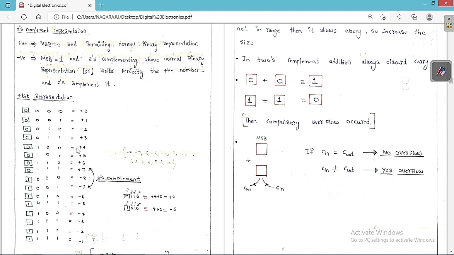Suppose, let me tell you about this, suppose for plus 6. So this is 0, and this 0 is the positive sign, and the remaining bits are going to represent the binary representation. This is nothing but 110, which is equal to 6. So this is plus 6.